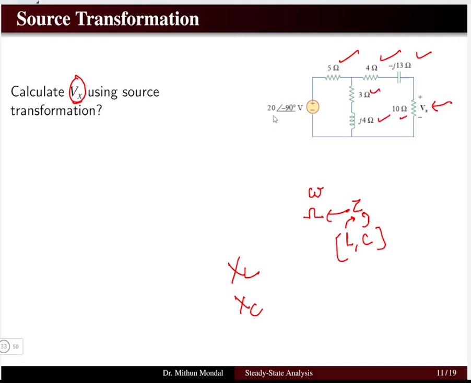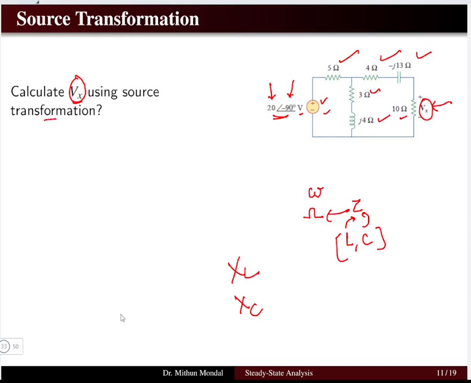Now coming back to the source, the source is given in polar coordinates. Here we have a magnitude of 20 and an angle of minus 90 degrees, and the unit is volt. We can see that the positive and negative symbols have been given, so this is a voltage source with magnitude 20 angle minus 90. We have to determine the potential Vx using source transformation.